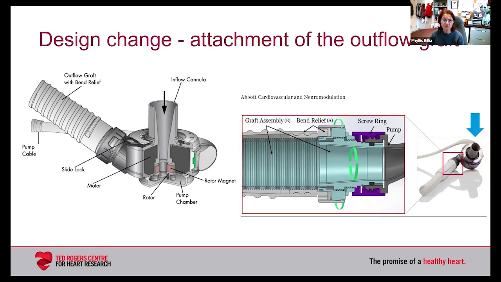To reduce the chance of rotation of the outflow graft or twisting, a screw ring was added, and this is shown in purple. So now what is done during the implant is that when attaching the outflow graft to the pump, a clicking sound can be heard as the screwing ring is tightened. So the surgeon continues to turn the screwing ring clockwise until it comes to a complete stop and stops clicking. This should reduce the risk of twisting of the outflow graft. However, VADs that were implanted before 2018 still remain at risk for graft twisting.